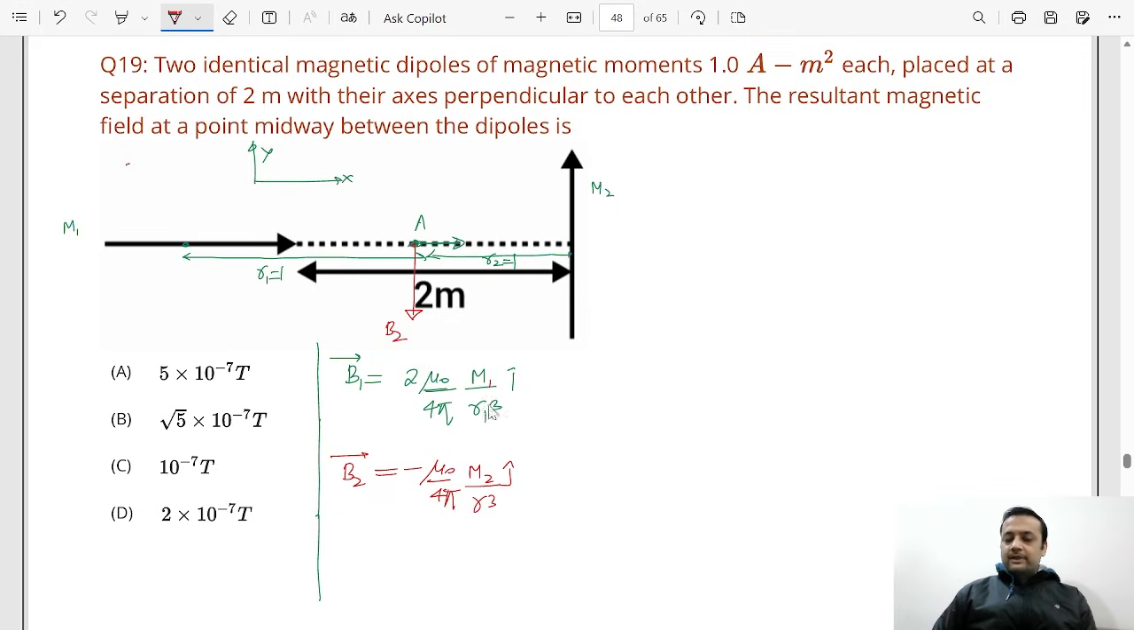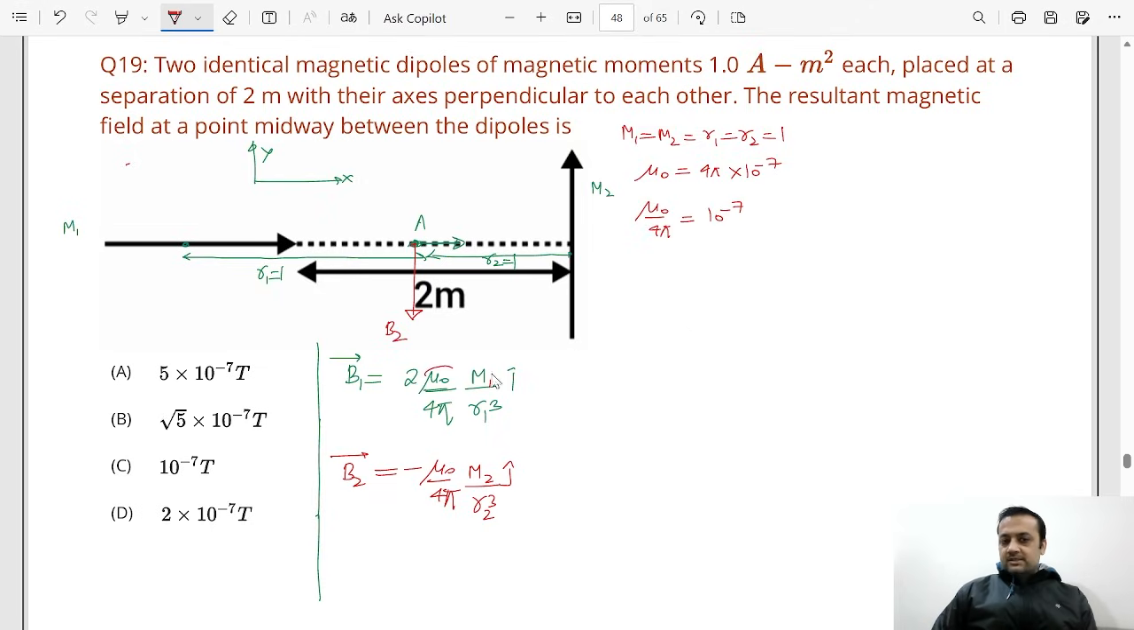Now let's calculate the value of the expression. Both m1 and m2 are of magnitude 1, and R1 and R2 are also of magnitude 1. So m1 equals m2 equals r1 equals r2, all are magnitude 1, so this entire thing will be 1. Now you know that mu naught is 4 pi into 10 to the power minus 7. That means mu naught by 4 pi is nothing but 10 to the power minus 7.